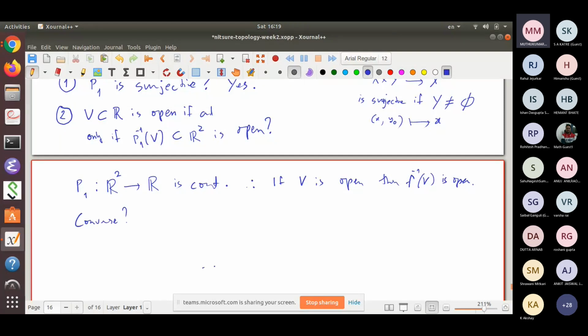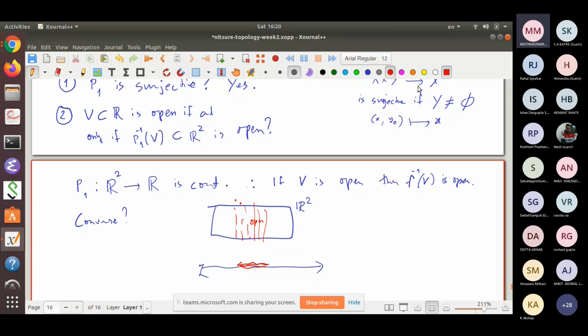let's draw a picture. So here is R, here's R2, and I'll take a red colored V, here's some V, and then its inverse image is this. And suppose this is open. I want to deduce this is open. How will I deduce this is open from knowing that this is open? You intersect with the diagonal, right? The diagonal is a copy of this, and because this is open, its intersection with the diagonal is open, and that maps homeomorphically to this. Clear?